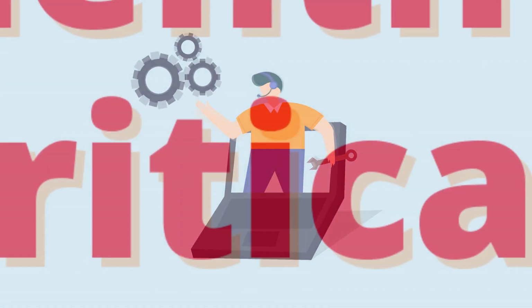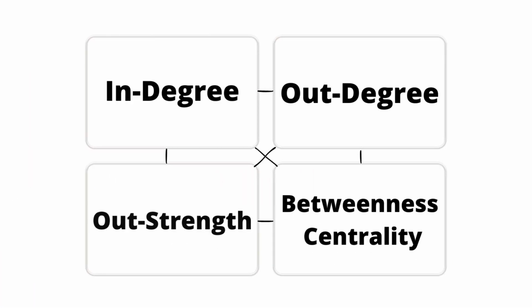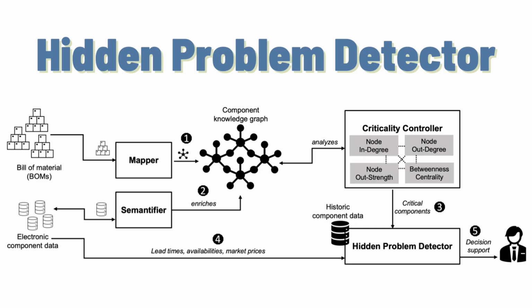The model identifies critical components that can disrupt the supply chain by employing 4 graph-theoretic matrices to assess component criticality in a supply chain. Let's delve into the model's operational steps.